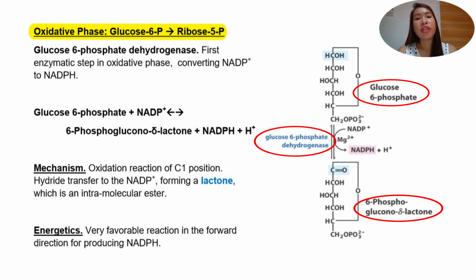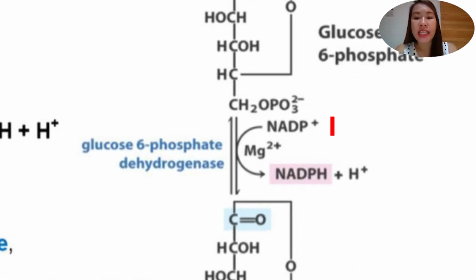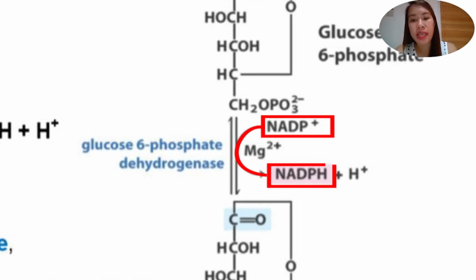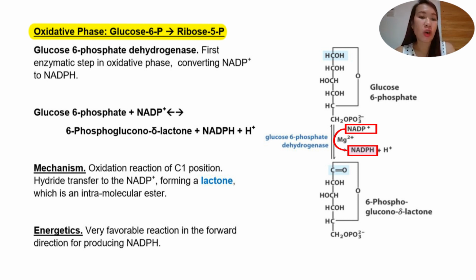So if we try to review that, class, again, the first step of the oxidative phase is glucose 6-phosphate, which uses glucose 6-phosphate dehydrogenase as its enzyme. So this is the first enzymatic step. It converts NADP plus to NADPH. Remember, we've mentioned earlier that the product of the pentose phosphate pathway oxidative phase is NADPH. So this is the first NADPH product. It is produced in the first reaction.